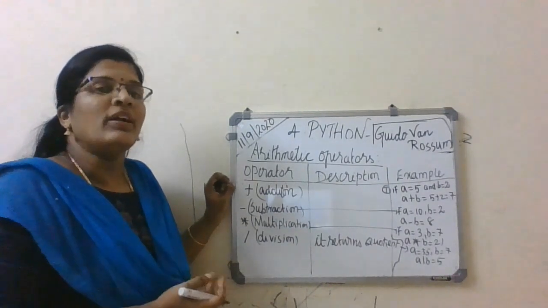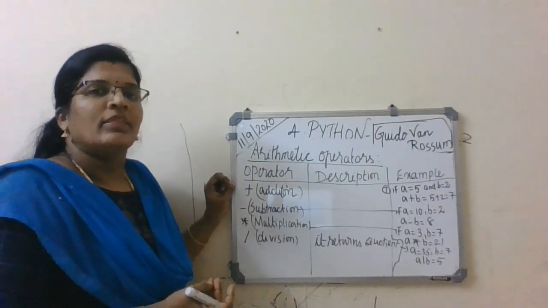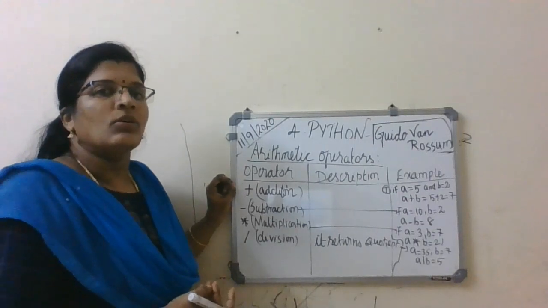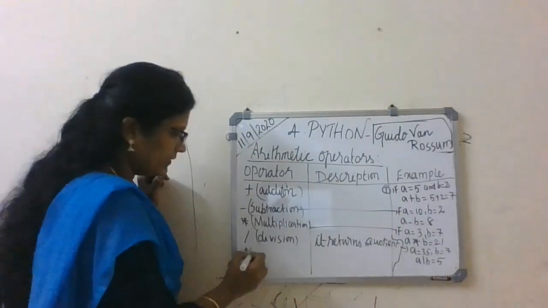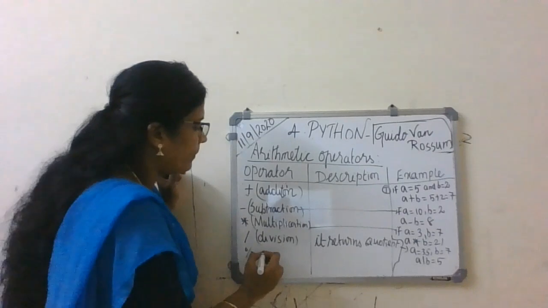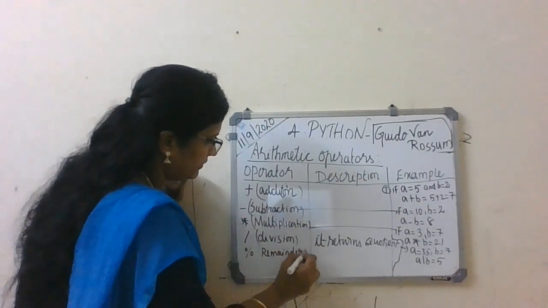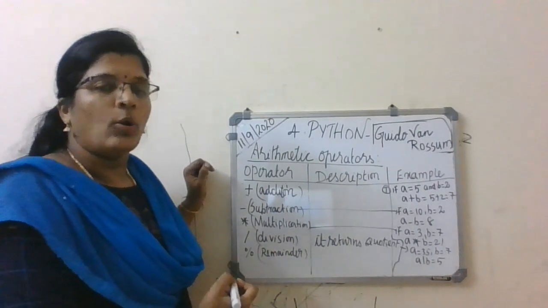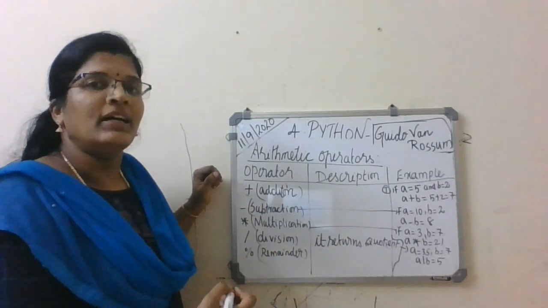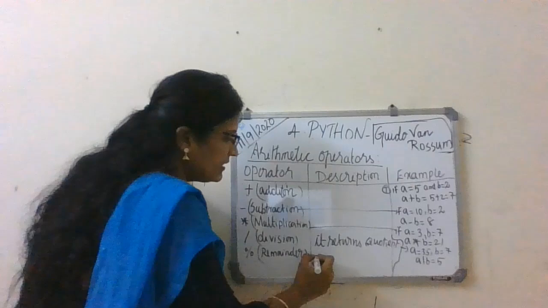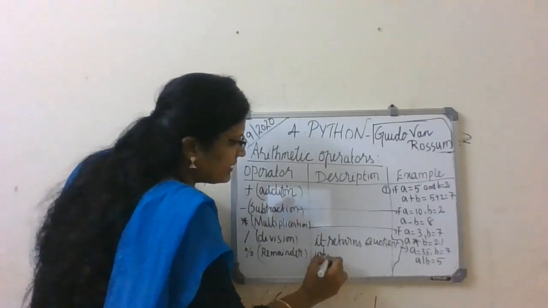Then which one returns the remainder? This is the remainder operator. This remainder operator returns the remainder.